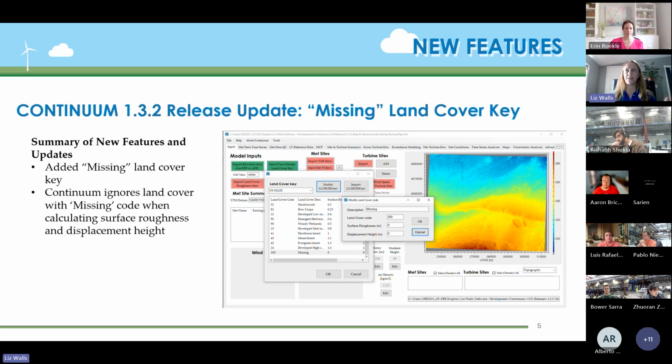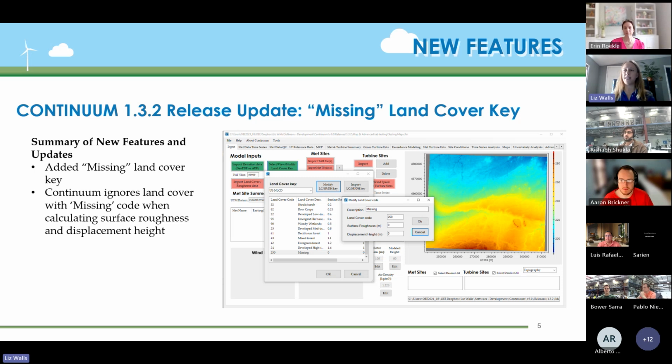So land cover codes can be things like row crops or grass and pasture, and they have different levels of surface roughness. Well, in the US, the National Land Cover Database, when you download those files, now there might be an area where there's missing data. And a missing data land cover code for the US NLCD is 250. And so there wasn't a way earlier for Continuum to recognize and ignore missing land cover codes.